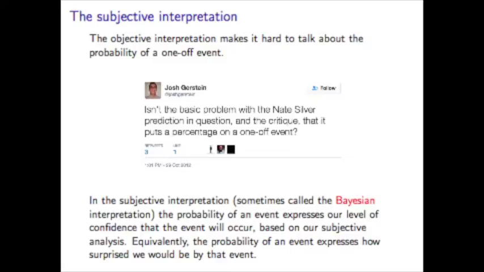This is the context where we need the subjective interpretation of probability, sometimes also known as the Bayesian interpretation. And in this interpretation, the probability of an event expresses our own personal confidence that the event will occur based on our subjective analysis of the evidence. And equivalently, the probability of an event in the subjective interpretation expresses how surprised we would be if that event did or did not occur.